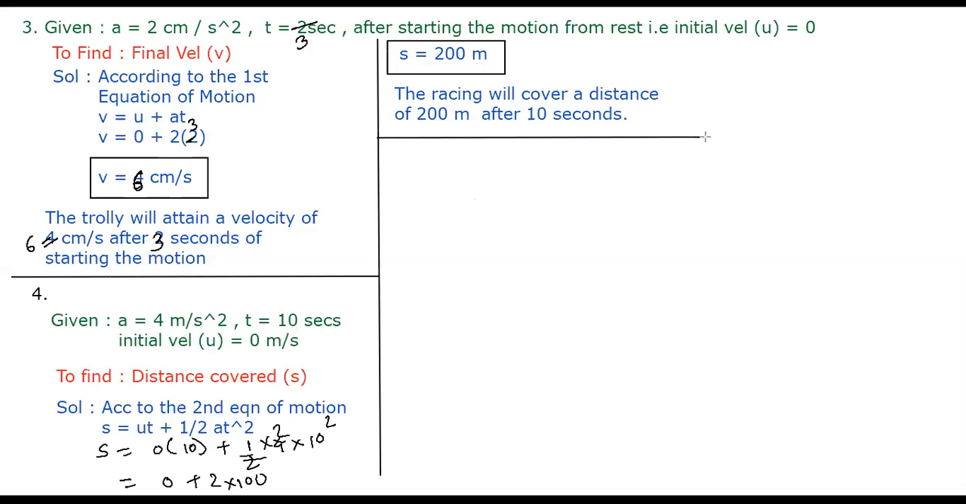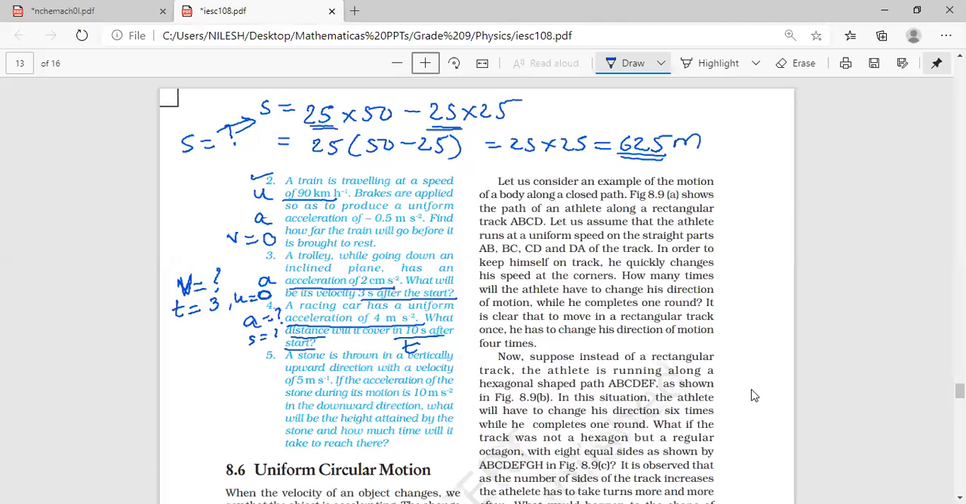Next question number 5. Let me look at the question, what they are saying. A stone is thrown in vertically upward direction with a velocity of 5 meter per second. What is this 5 meter per second? Initial velocity, because it is initially thrown with a velocity.